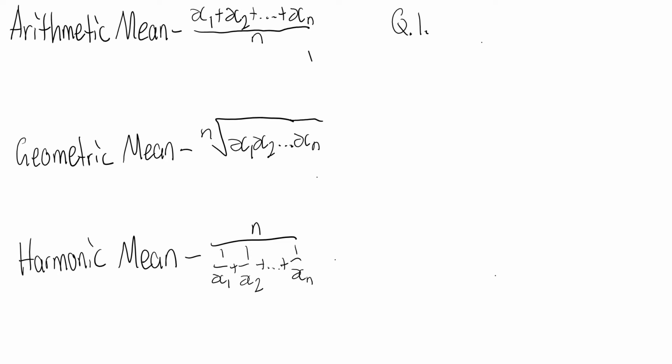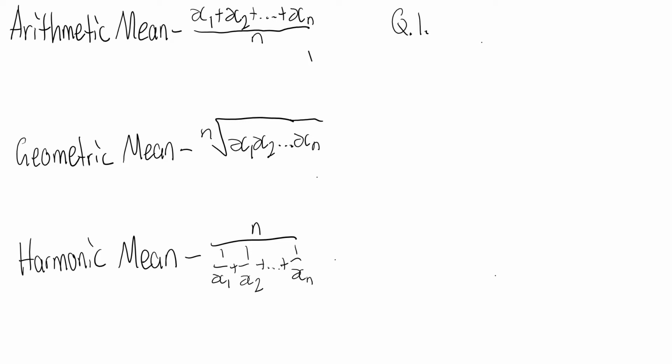Today we'll be looking at the three Pythagorean means. So first off, we have the arithmetic mean, which is the most commonly used and most commonly known. It's just the sum of all of the integer values divided by how many values there are. So if the values are 3, 9, and 12, it'll be 3 plus 9 plus 12 all over 3.